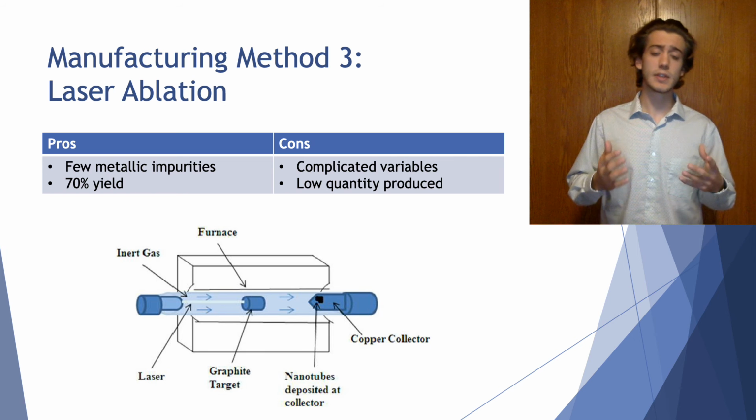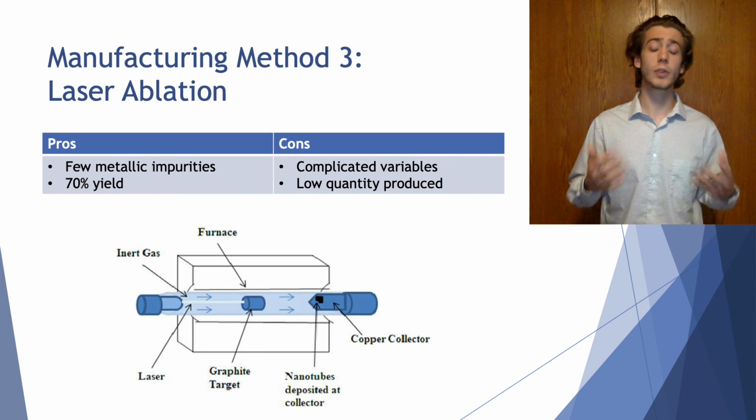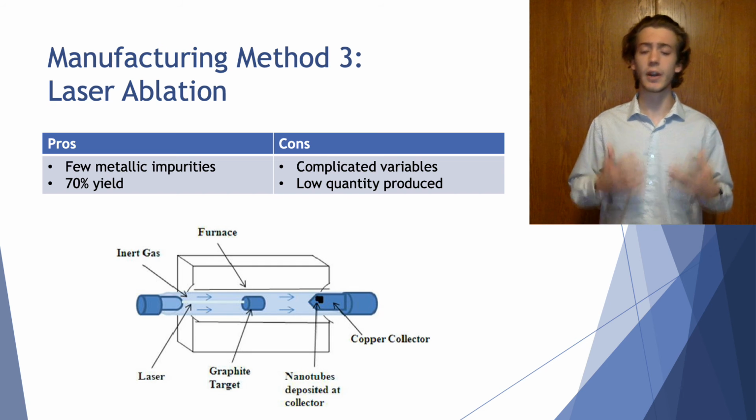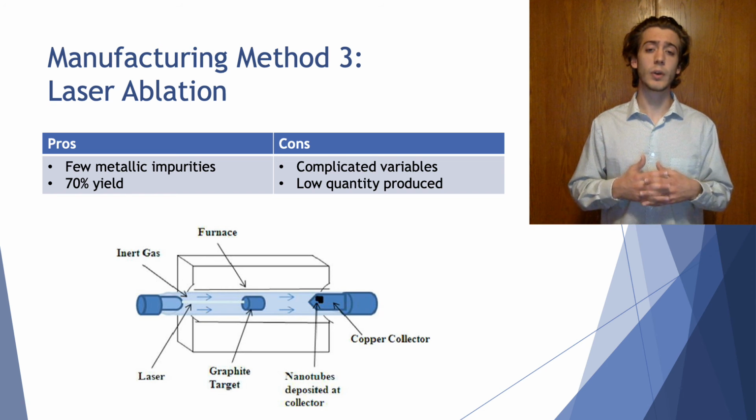The only problem with this is that the laser is limited on how powerful it can be, because if it's too powerful, it just starts to disintegrate our target and we're left with nothing. But it's a good option if we're looking for extremely pure, exact carbon nanotubes.